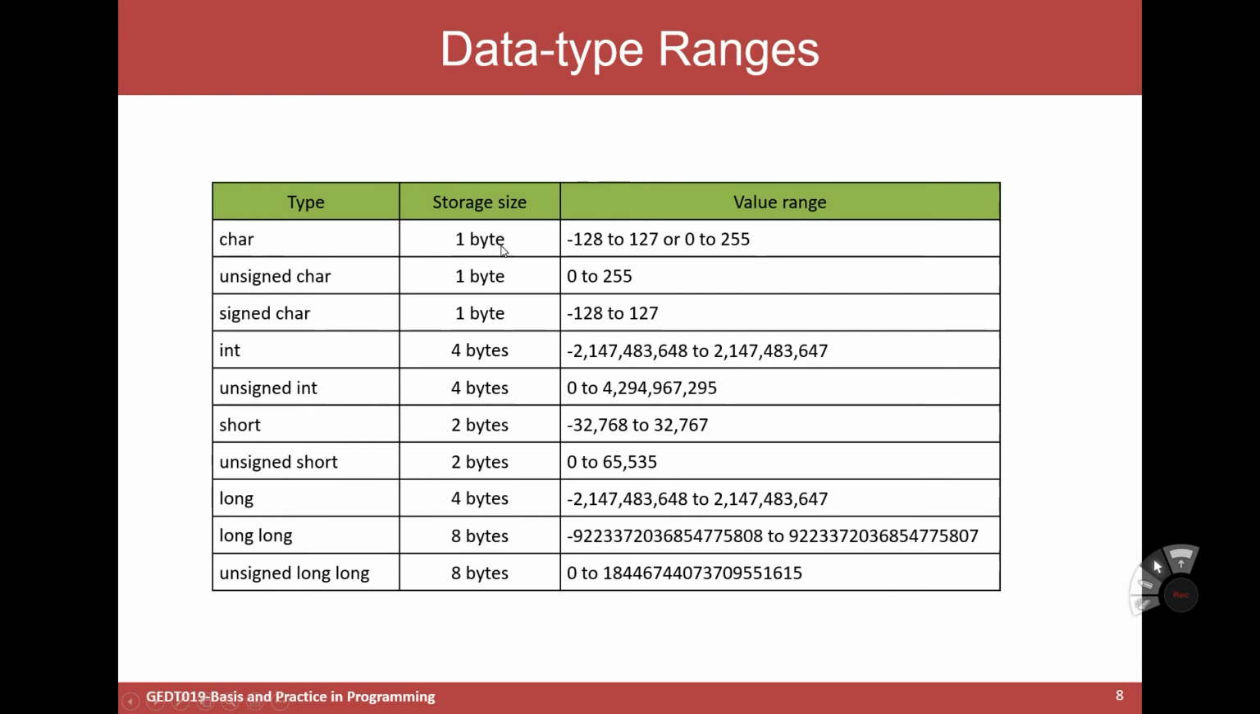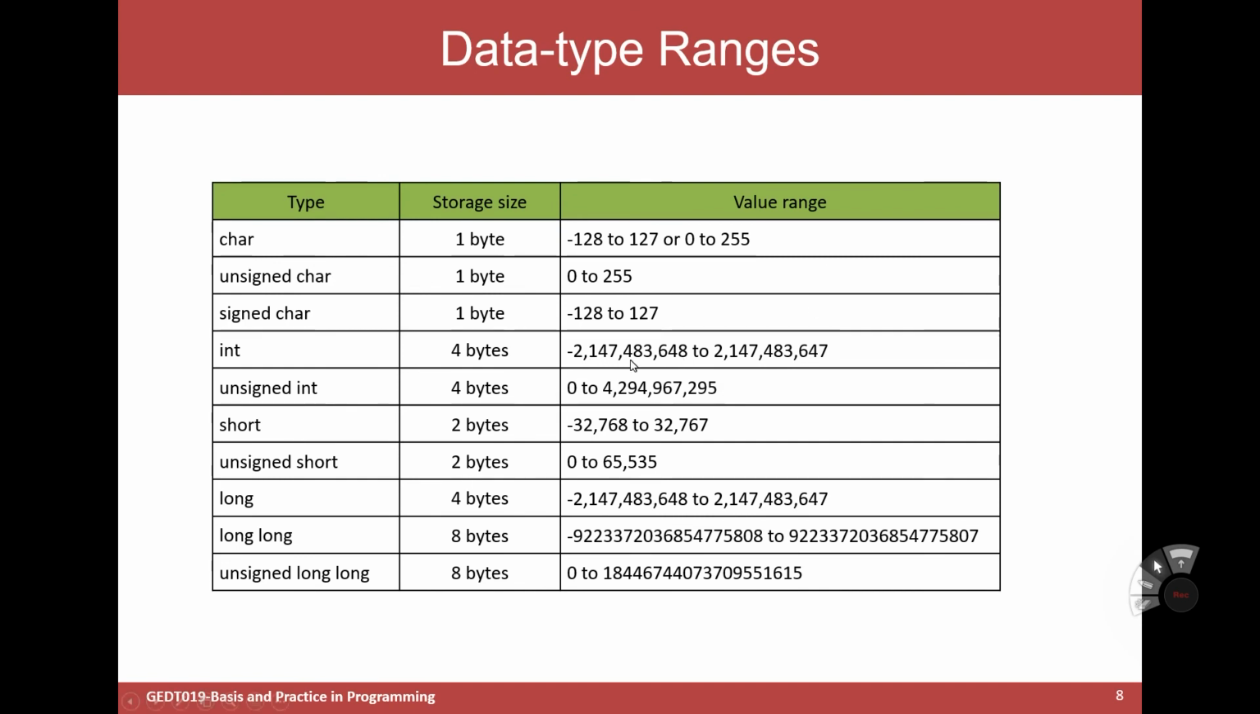Character storage is just 1 byte. That means you can put in the character any single character you want. Unsigned character is also just 1 byte, it will save from the computer memory only 1 byte. Signed character is also 1 byte. Integer is 4 bytes. So that means integer could be any number between these two numbers, I think about 2 billion, more than 2.